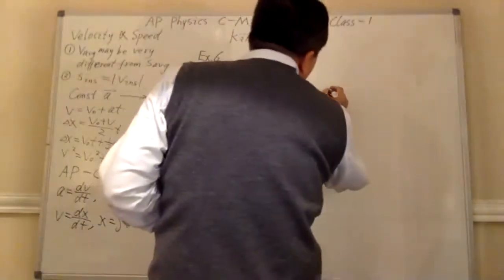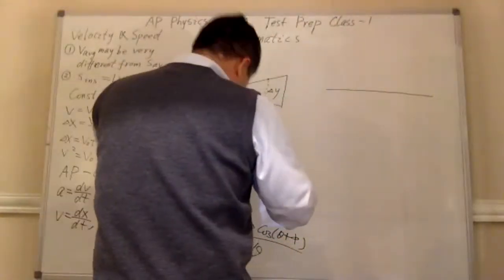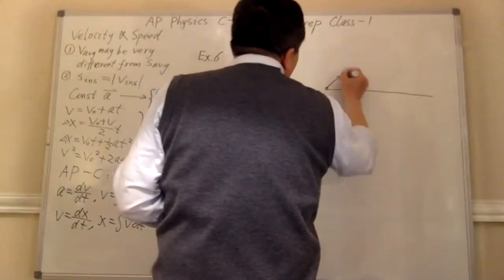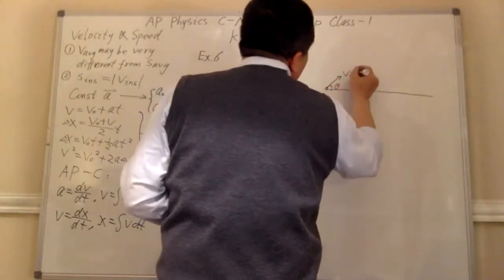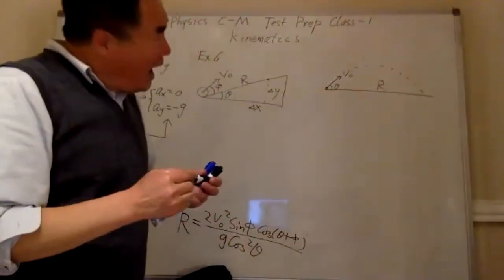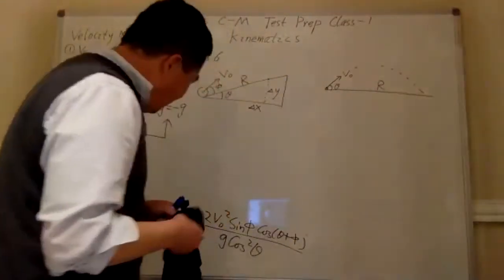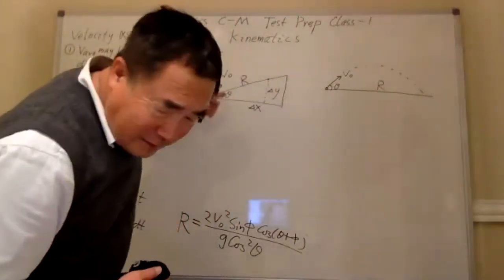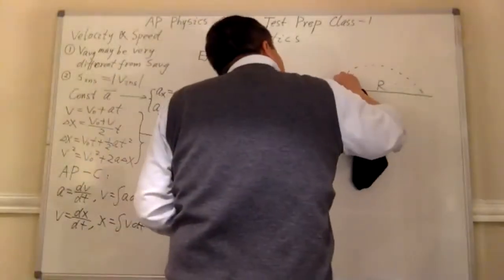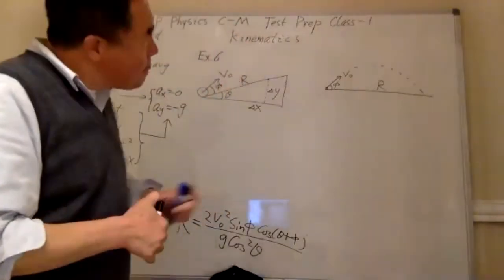If you have a simple ground, you send out v naught with angle theta, and it moves a range. This time I make this theta, and I call this angle phi.